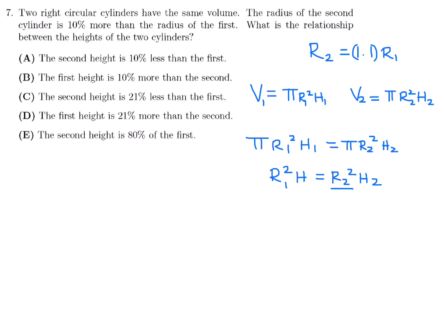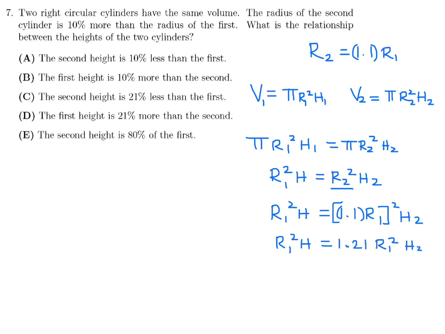So instead of R2, let's plug that in. This side remains the same, but this time I'm going to put 1.1 times R1, and that's all squared, and we have H2. So this one becomes 1.21 R1 squared H2. So the R1 squareds cancel, and all we are left with is just H1 is equal to 1.21 times H2.